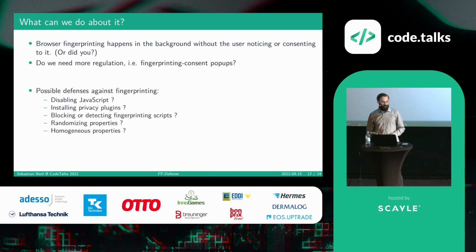So what else could we do against it? Some people might say just disable JavaScript. True, it's a valid approach, but still maybe not the best. We will see in the next slide. Then, install some privacy plugins. What plugins should we install? Then maybe we could try to block or detect fingerprinting scripts. How do we do it? And in the end, we have some approaches that randomize properties and homogenize properties.